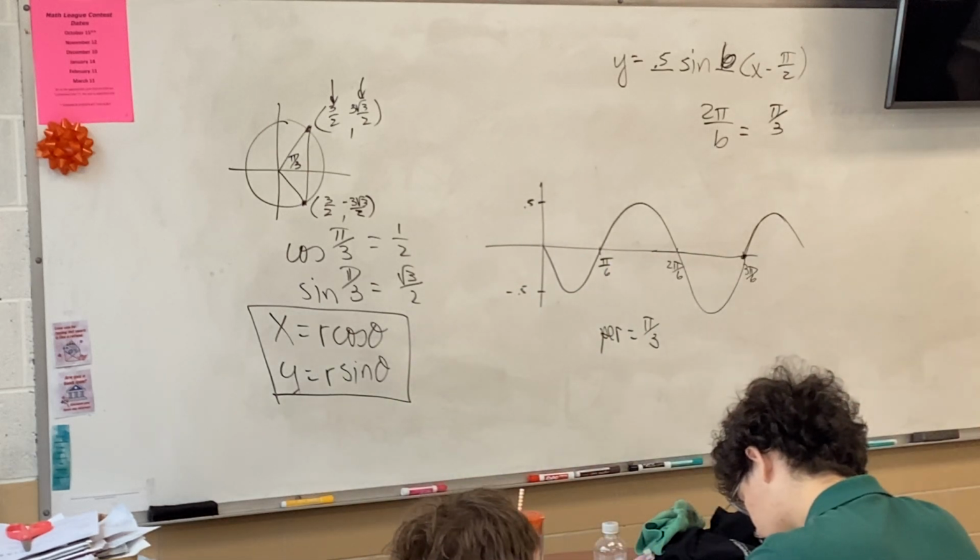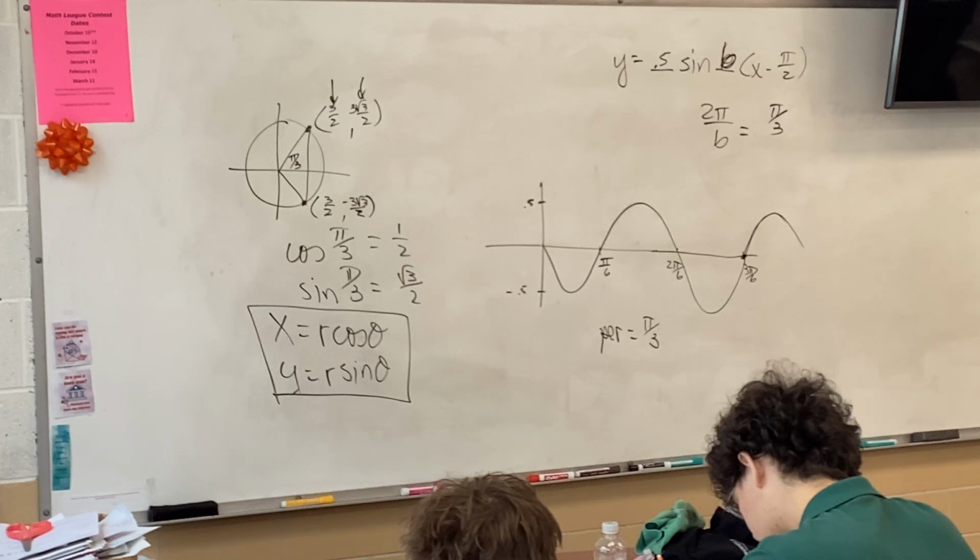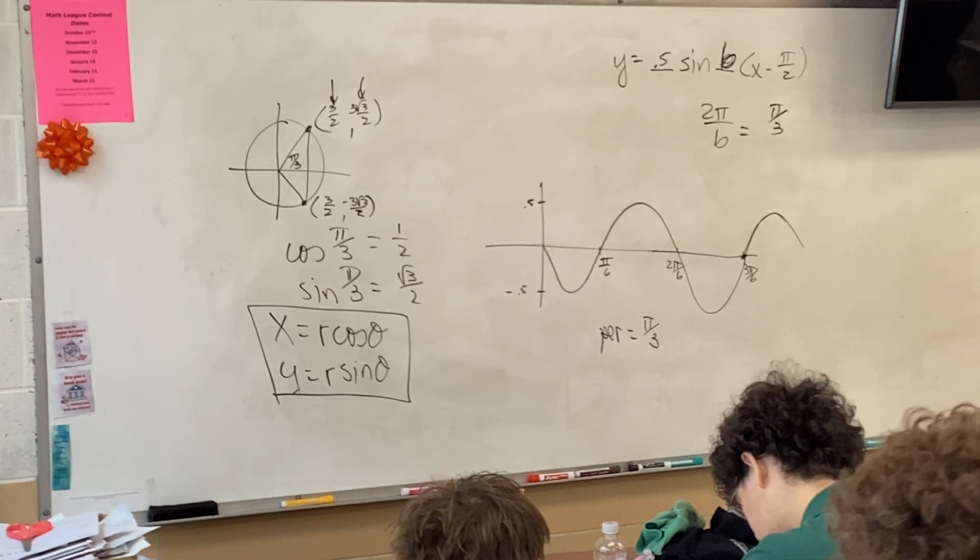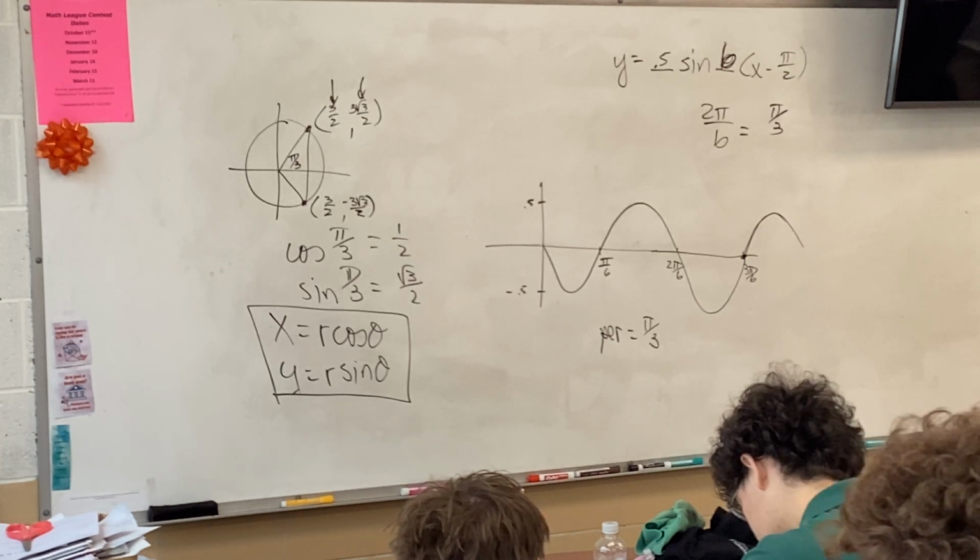Does the 2 pi over n trick work for cosine? Yep. It works for everything that would repeat every 2 pi. So it won't work for tangent.